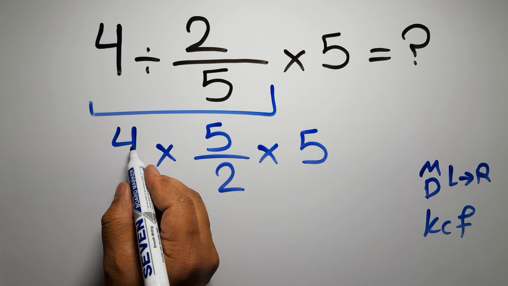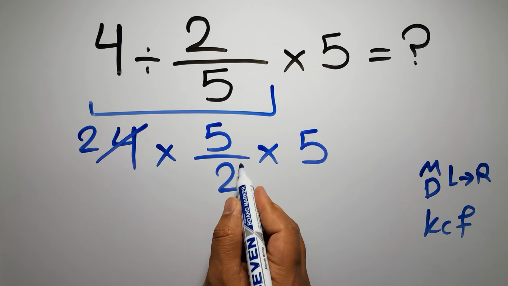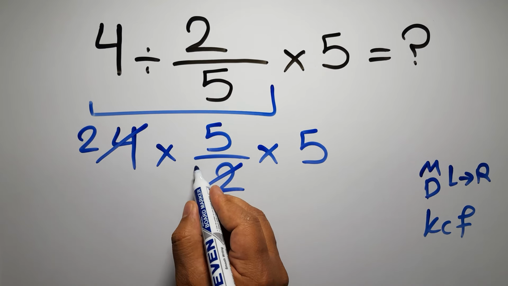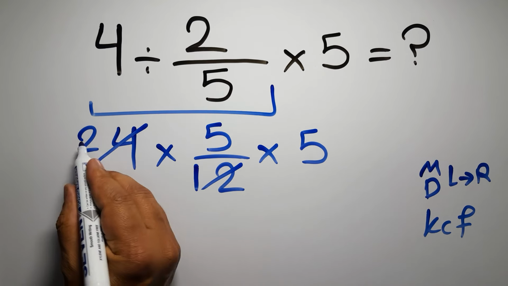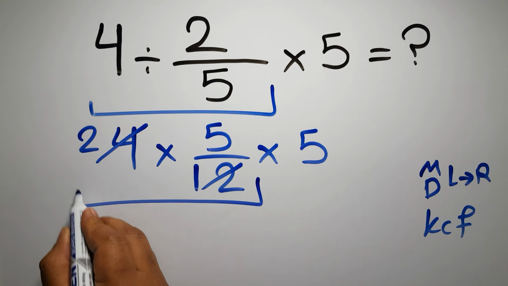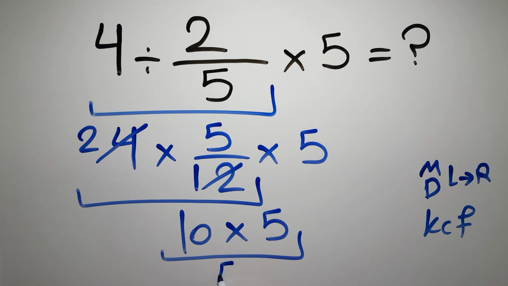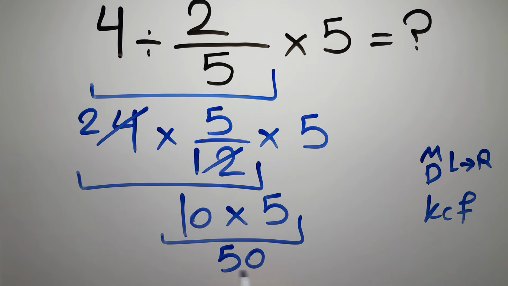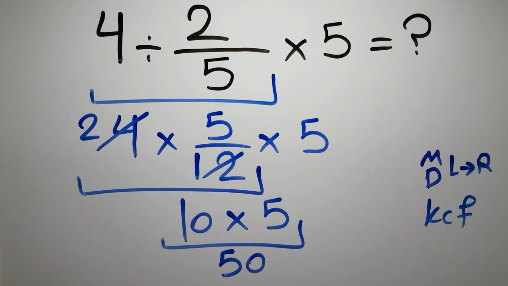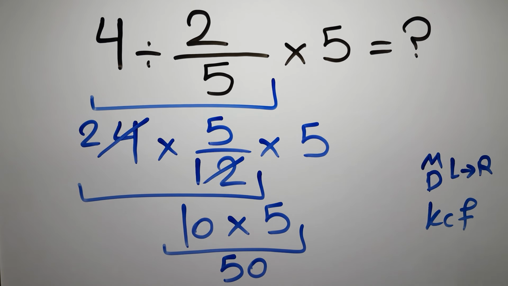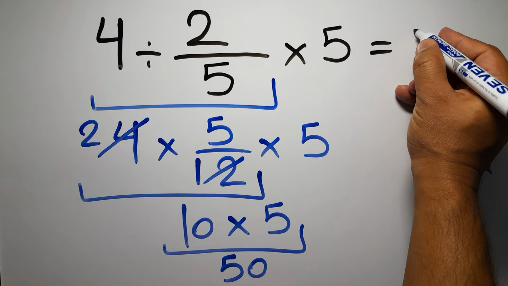4 divided by 2 gives us 2, and 2 divided by 2 equals 1. So 2 times 5 gives us 10, and 10 times 5 is just 50. And this is our final answer to this problem. The correct answer is 50.